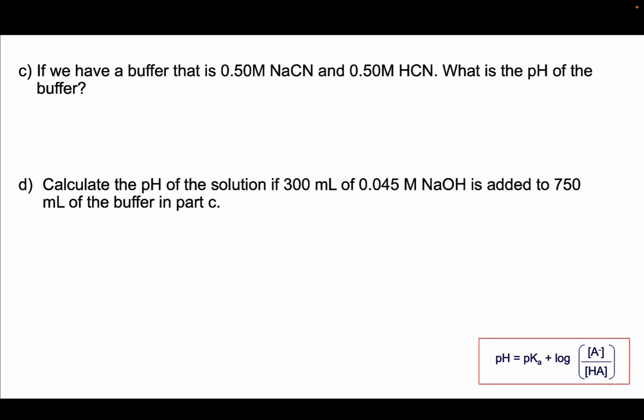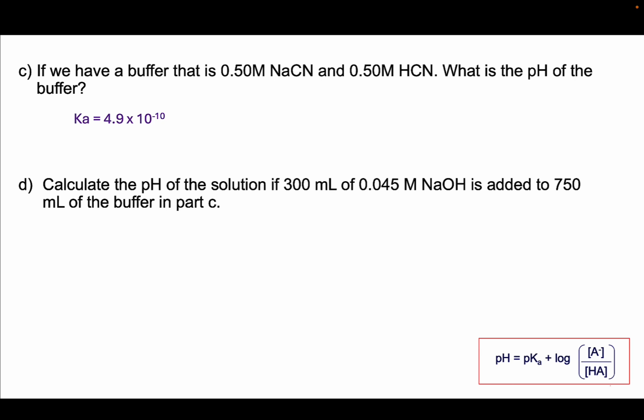Okay, so now we want to do some calculations. If we have a buffer that's half sodium cyanide and half hydrocyanic acid, what is the pH of this buffer? I've included the Henderson-Hasselbalch equation on this exam as well, but remember also that this is one that's really good to be able to remember from memory, and it does kind of tell a story.